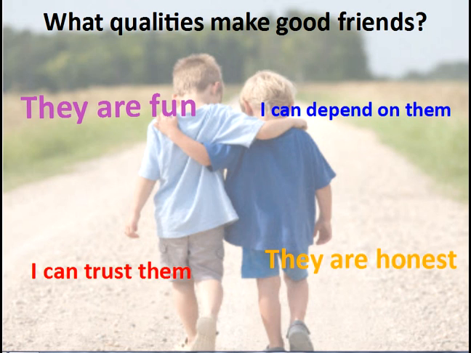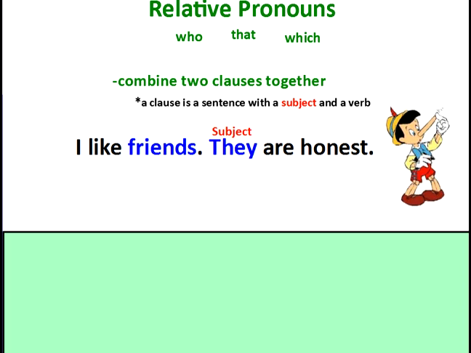So let's use these ideas to look at our grammar today. Now, our grammar today is about relative pronouns. Now, we have three main relative pronouns that we're going to look at today, which are who, that, and which. Now, we use these relative pronouns to combine two clauses together. Now, what's a clause? Well, a clause is a sentence with a subject and a verb. So basically, it's a sentence, right?